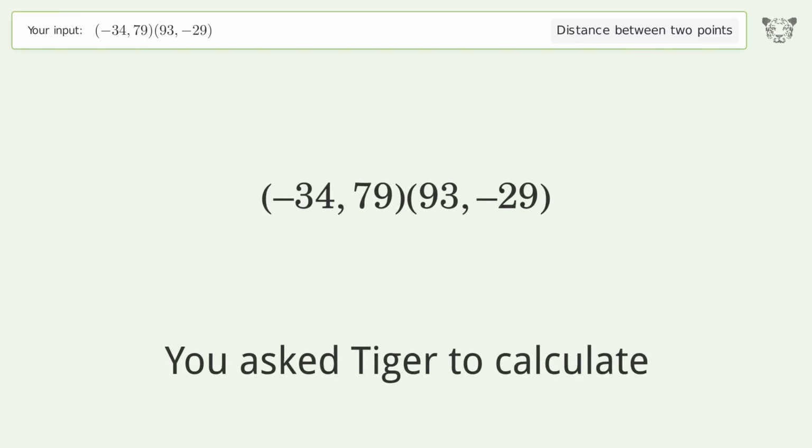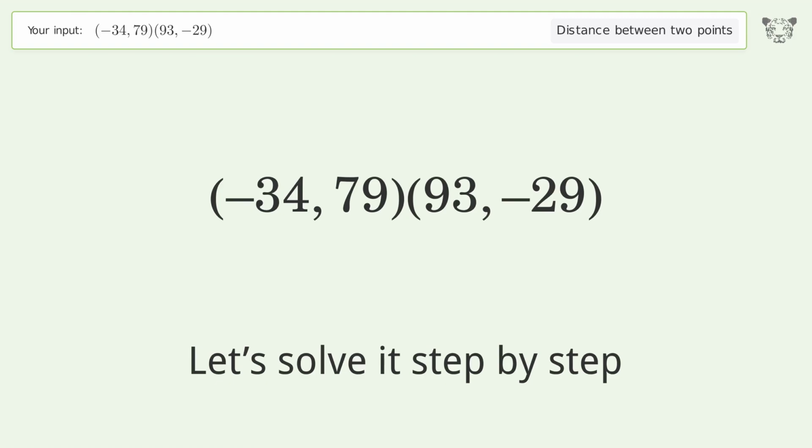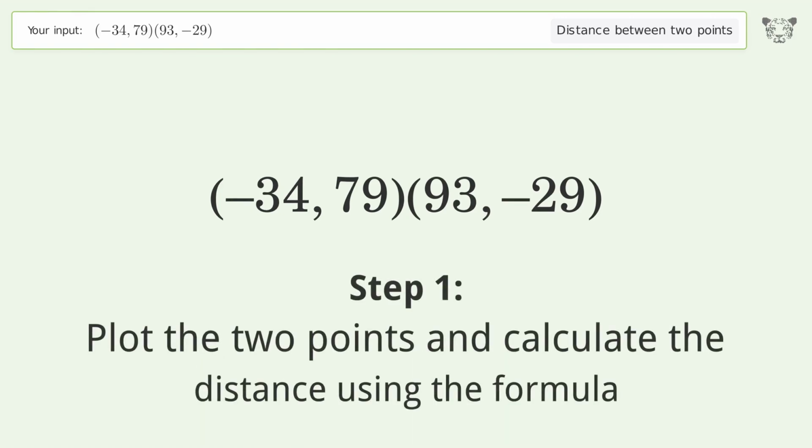You ask Tiger to calculate. This deals with the distance between 2 points. The distance between the 2 points is the square root of 27,793, or 166.712. Let's solve it step by step. Plot the 2 points and calculate the distance using the formula.